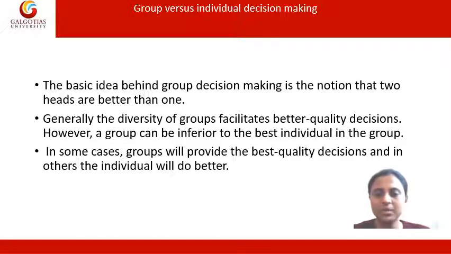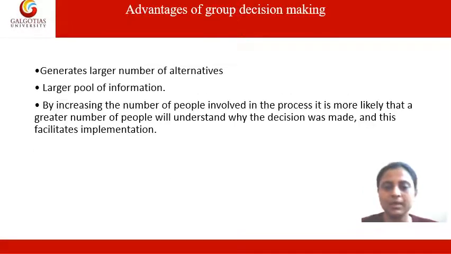So to come to a conclusion about which one is more efficient, group or individual, let's look at some of the advantages and disadvantages of group decision making. Let's look at some of the advantages of group decision making. First, increase in number of alternatives. Group decision making allows a greater number of perspectives and approaches to be considered. Hence, it will increase the number of alternatives that can be drawn up.